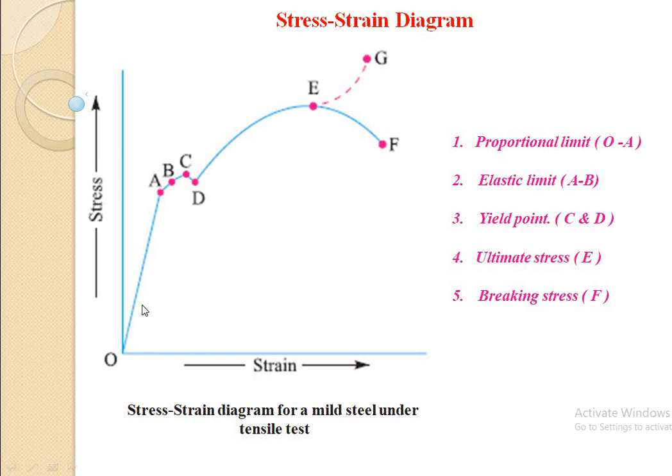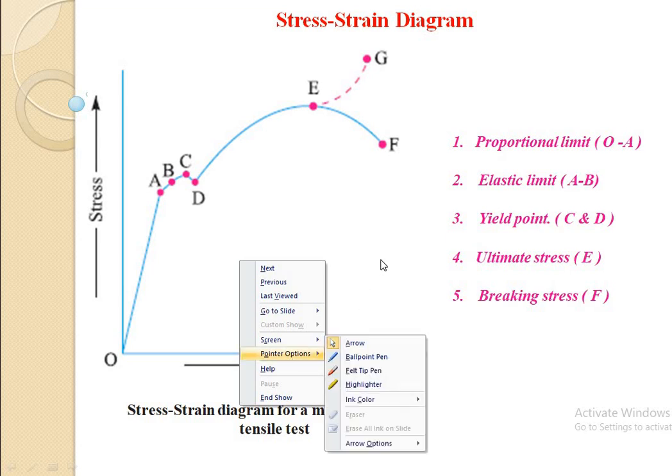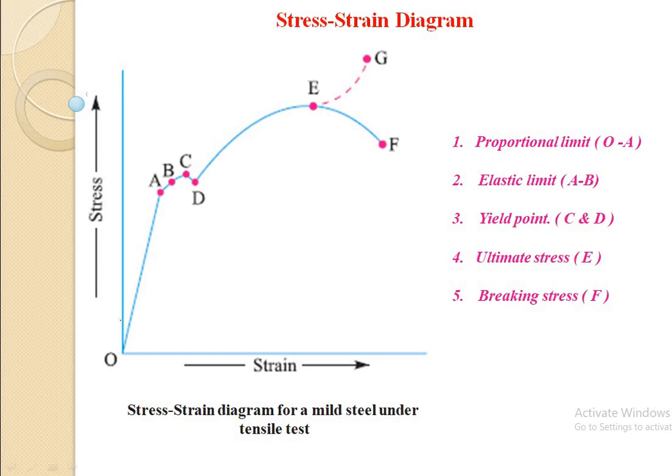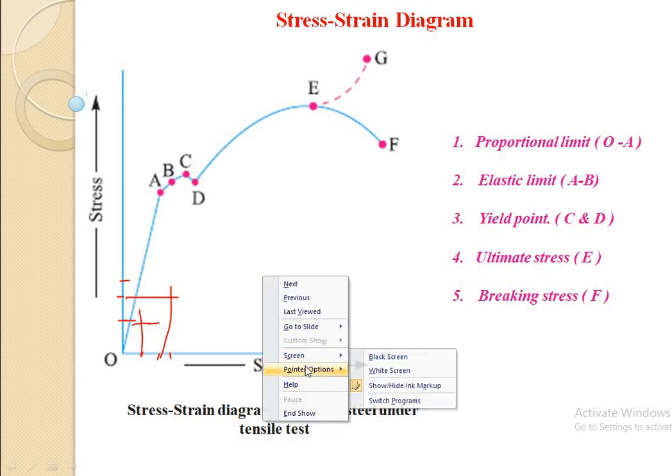These values of stress and strain are plotted. Suppose this is the stress, this is the strain, and we get points. We draw the intersection of these values, we get these points, and we draw this stress strain diagram.